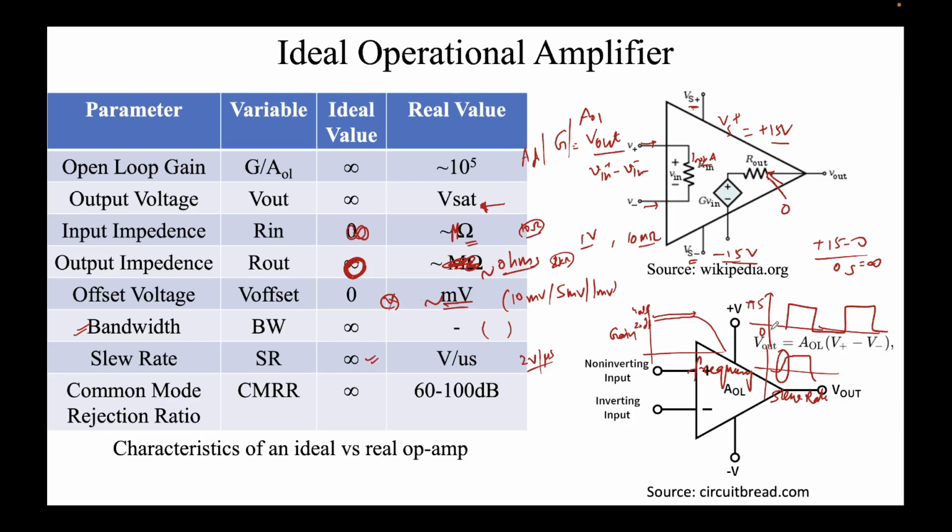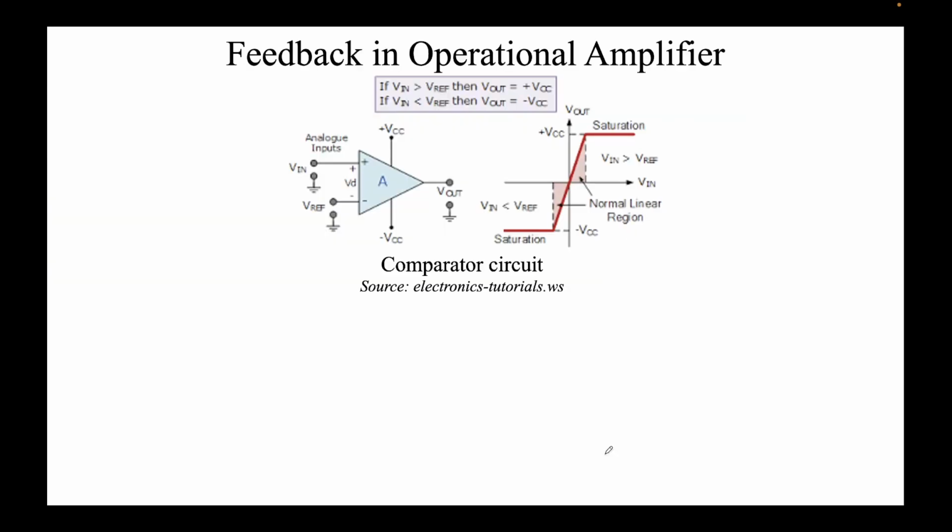So V out, this is the formula that you need to take away from this. V out is equal to A open loop times V plus minus V minus. All the questions we'll solve using just this. That's it. No other formula. This is the only formula that you have to remember. OL stands for open loop. We'll see what open loop even means in a minute.